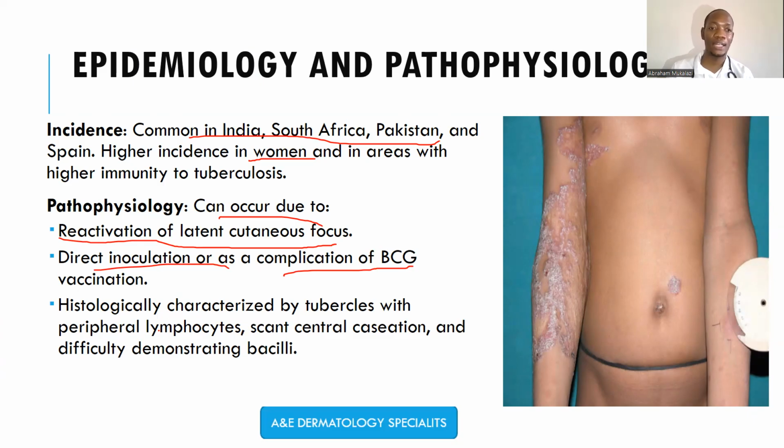So it is usually characterized by peripheral lymphocytes on histology with scanty central necrosis, which is usually caseous necrosis of the granulomas that you find, but it's usually very hard to demonstrate the bacilli in this case. Unless you do a PCR on this sample, then you will be able to pick the DNA of the bacteria. So when you do PCR, you are not able to see whether it is still alive or even dead bacteria.